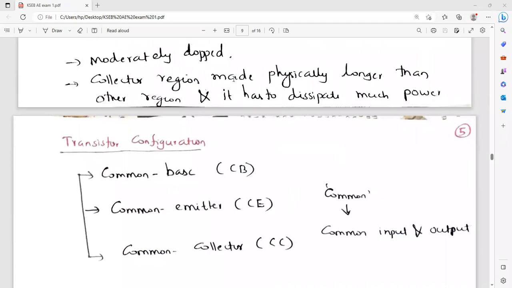Moving on to the configuration, 3 types of configurations are available: common base, common emitter, common collector. Which is the most popularly used configuration? Obviously, the common emitter configuration. Especially if I talk about amplifiers, we are using the common emitter configuration. That is a very important point. Now we'll continue. So we'll discuss individually.